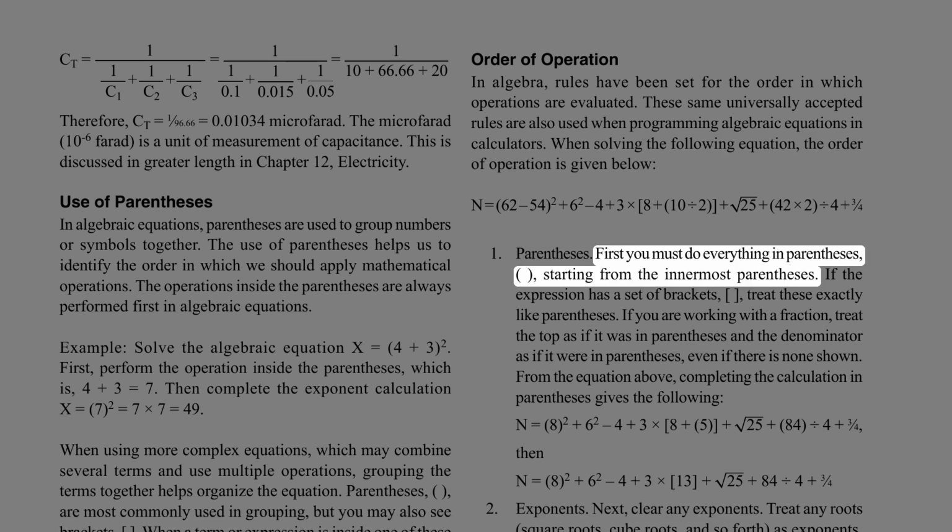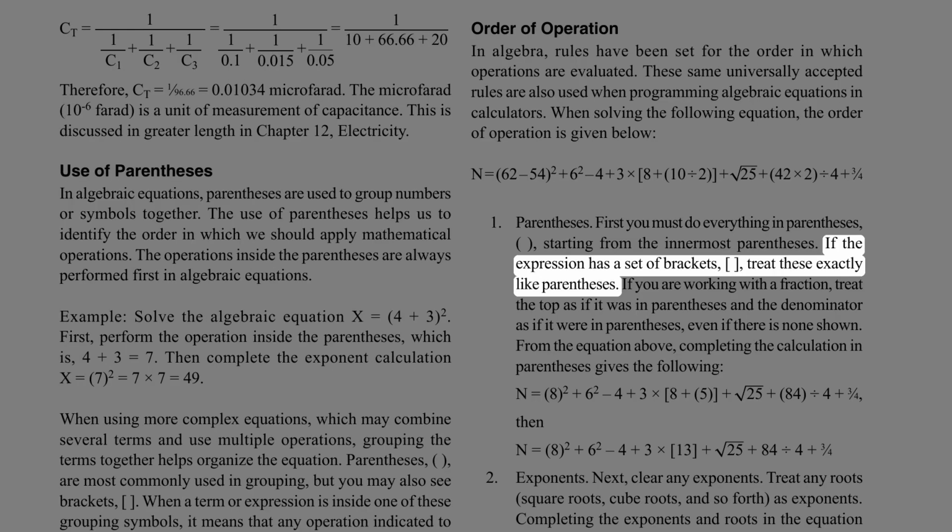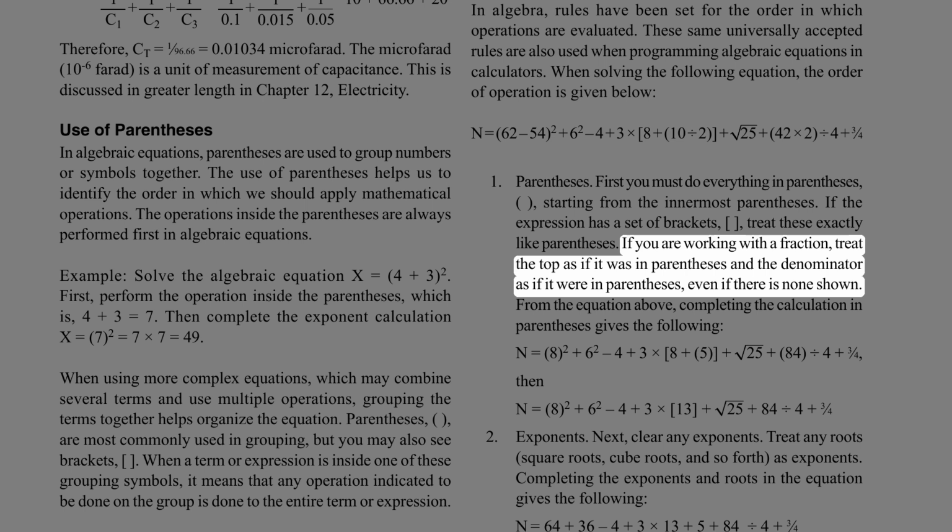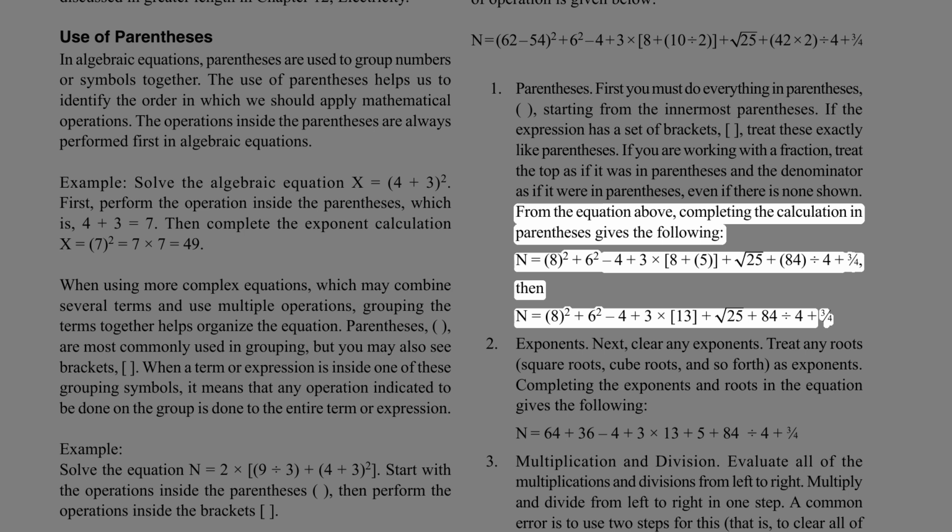Parentheses. First you must do everything in parentheses, starting from the innermost parentheses. If the expression has a set of brackets, treat these exactly like parentheses. If you are working with a fraction, treat the numerator as if it was in parentheses and the denominator as if it were in parentheses, even if there is none shown. From the equation above, completing the calculation in parentheses gives the following: n equals 8 times 4 plus 3 times 13, plus 25 plus 84 divided by 4 plus 3/4.